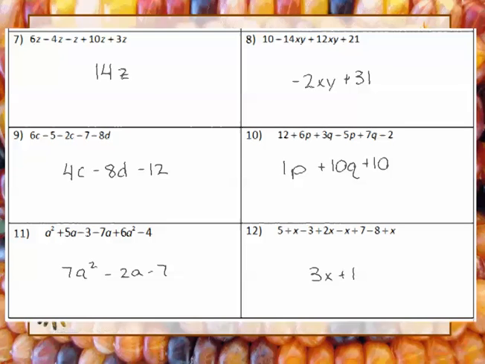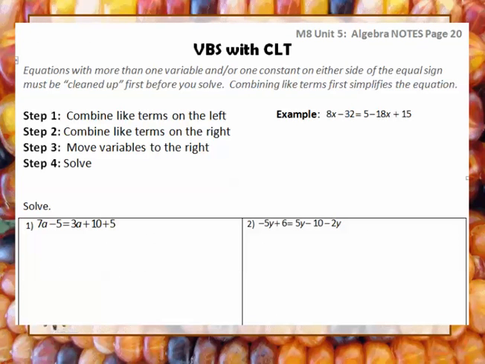Alright, let's look at the next page. So on the next page, we're actually going to use combining like terms with variables on both sides. Okay, so this is where it gets a little bit tricky. So it says equations with more than one variable and or one constant on either side of the equal sign must be cleaned up first before you can solve. Combining like terms first simplifies the equation.